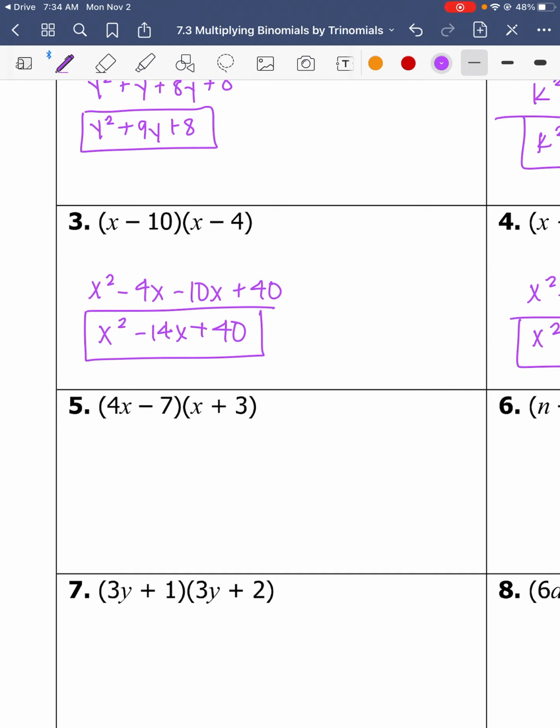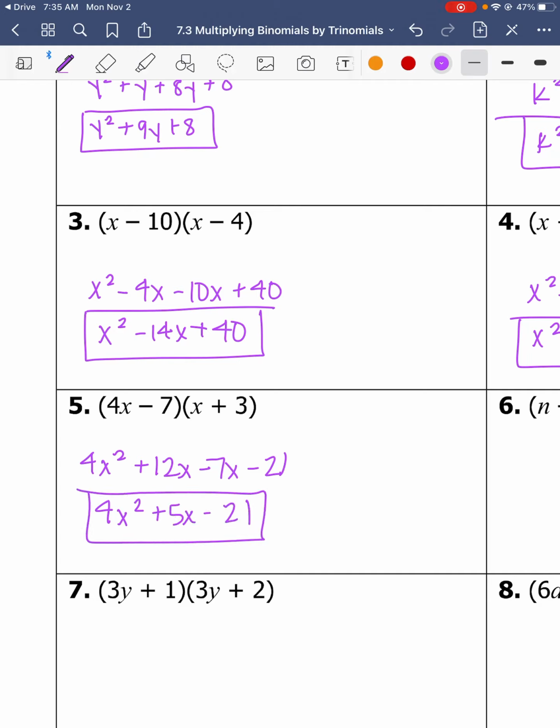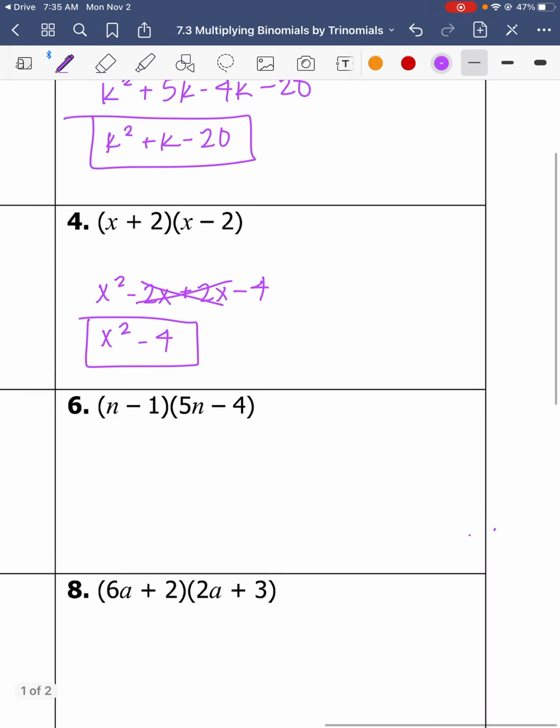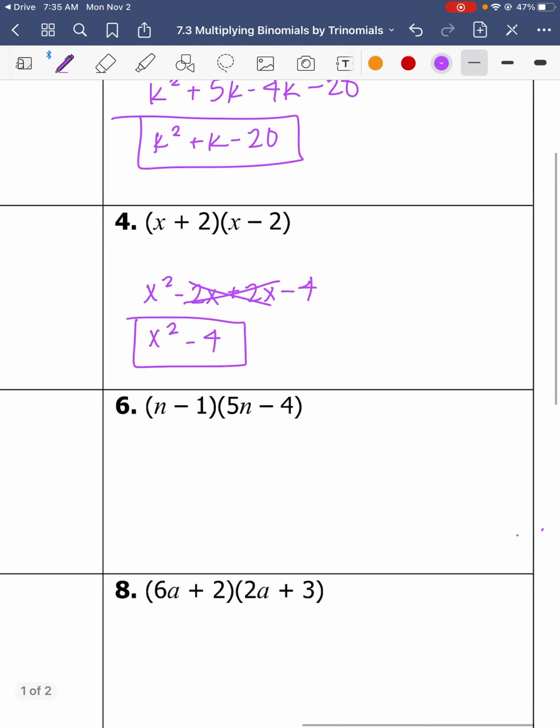All right, here, first two, 4x times x is 4x squared. Outer 2, 4x times 3 is positive 12x. Inner 2, -7 times x is -7x. And last two, -7 times 3 is -21. Combine like terms, 4x squared plus 5x minus 21. There we are. All right, number 6.